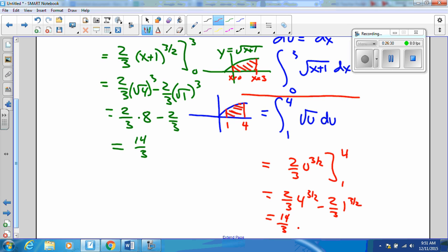So the key here is that my integral must always be in terms of x's or u's, but not both together. And so in particular, you remember last year I fussed with some of you because you would write mixed forms.